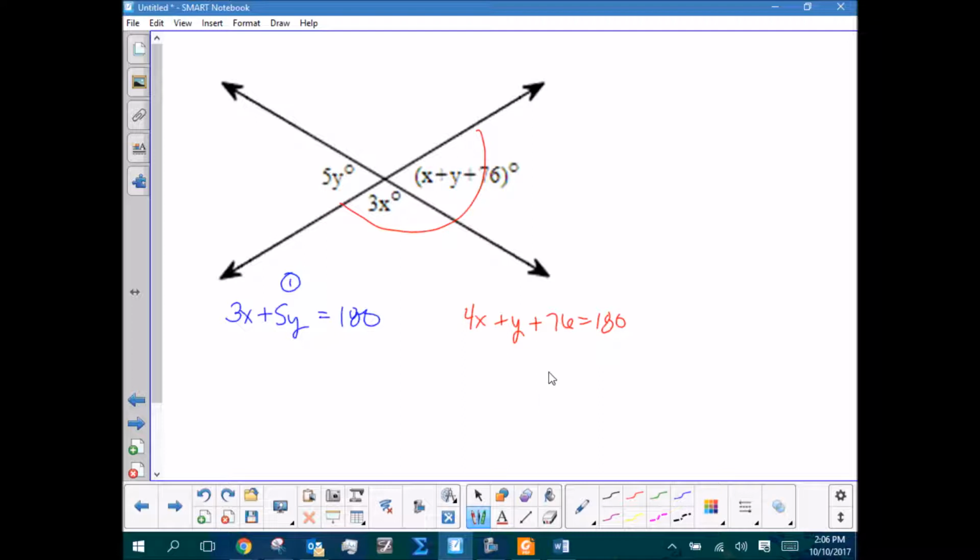Okay, now I'm going to do something here that you can either do now or do later, but I'm going to move that 76 to the other side. You'll see the benefit of doing that here in a moment. So subtract 76 from both sides, and I'm going to get, what, 104? We'll see why we do that here in a little bit. And now do we still have that relationship? Okay, so equation 3, 5y is equal to x plus y plus 76.